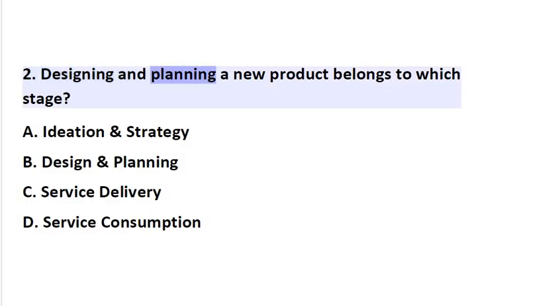2. Designing and planning a new product belongs to which stage? A. Ideation and strategy, B. Design and planning, C. Service delivery, D. Service consumption. Answer: B. Design and planning.